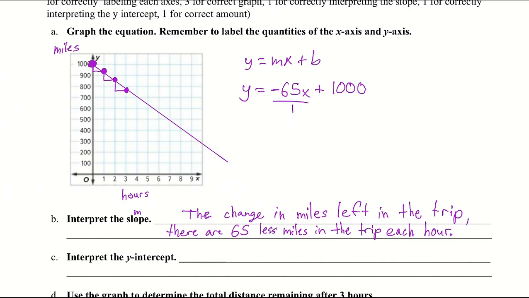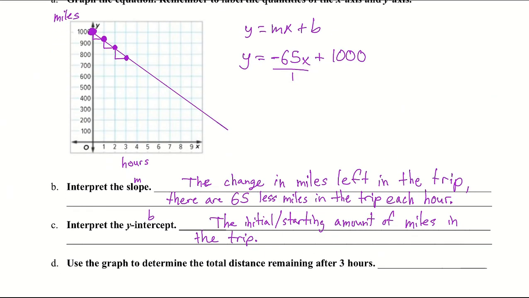The y-intercept is a lot easier to interpret because the y-intercept is just one location. So at that location, what's going on? It's going to be the initial or starting amount of miles in the trip. Okay, you could say that at 0 hours there's 1,000 miles left. That would work too. It's just after no travel has happened, or no time has passed, how many miles do we have?